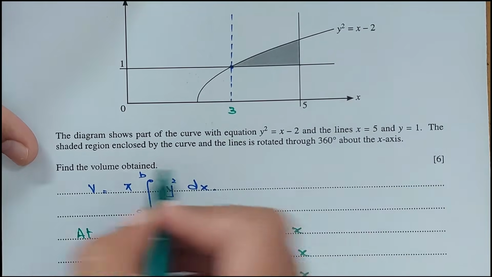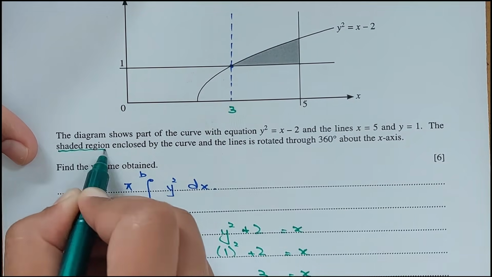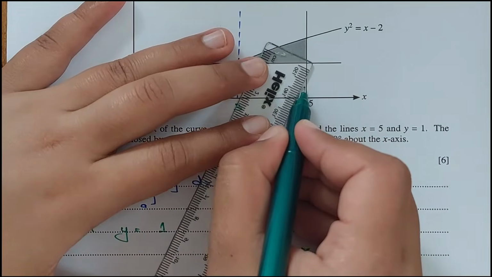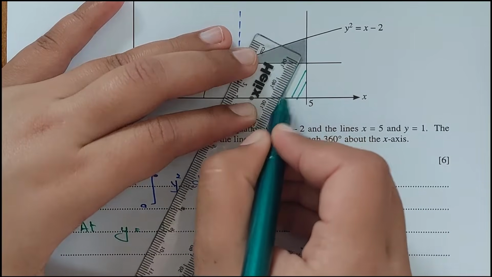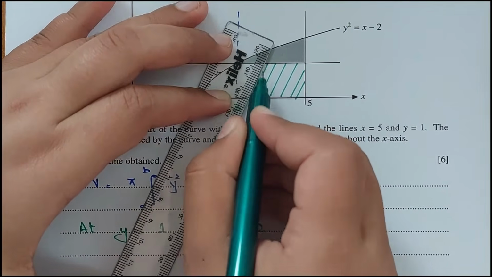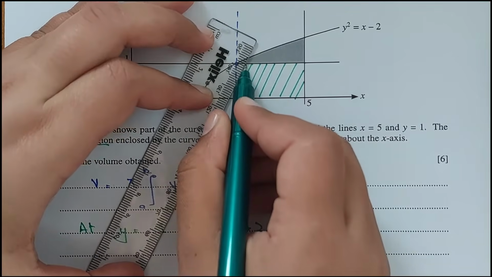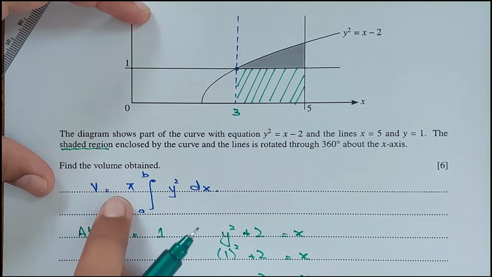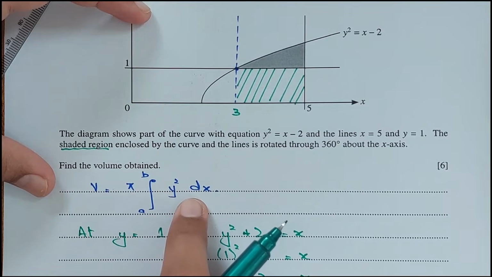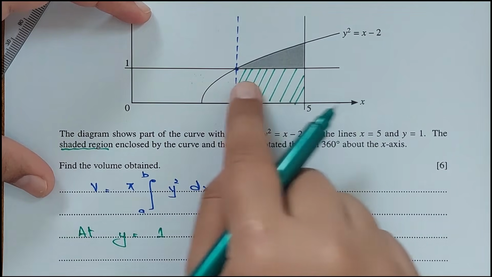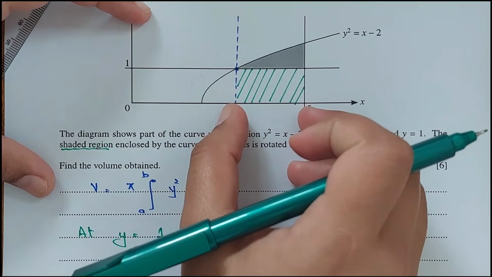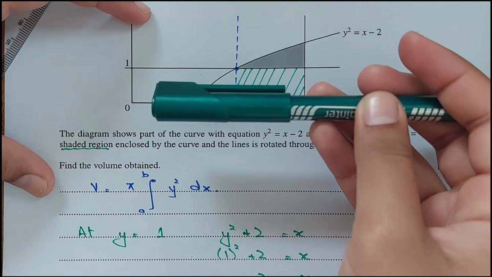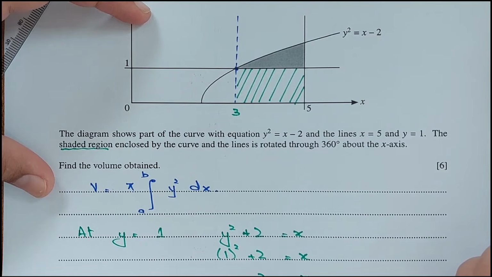But just the shaded region is rotated, not this section. This section is not rotated. This section, as you can see, is a rectangle, so basically we have to find the volume of the whole portion, pi from 3 to 5 of y squared dx, and then subtract the volume of this portion, right? So we have a rectangle. If I rotate the rectangle about the x-axis, we will get a cylinder, right?